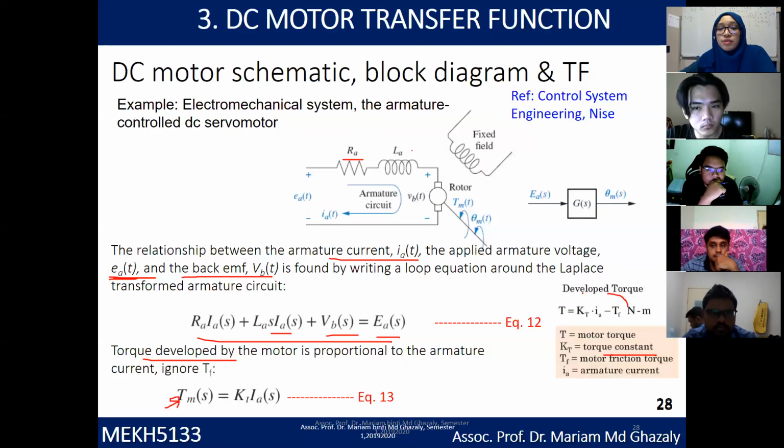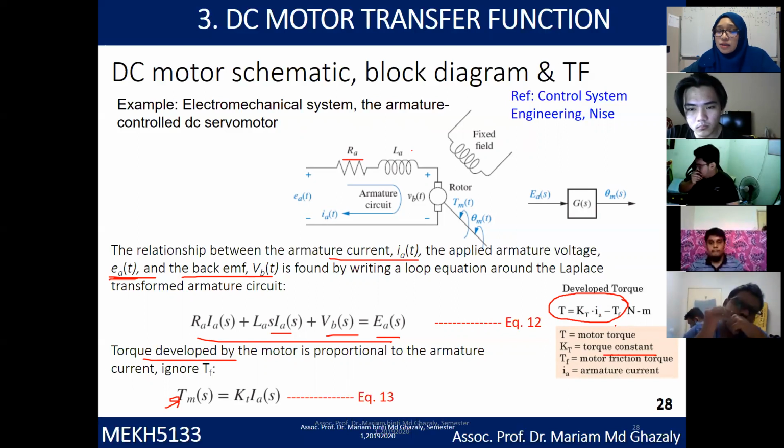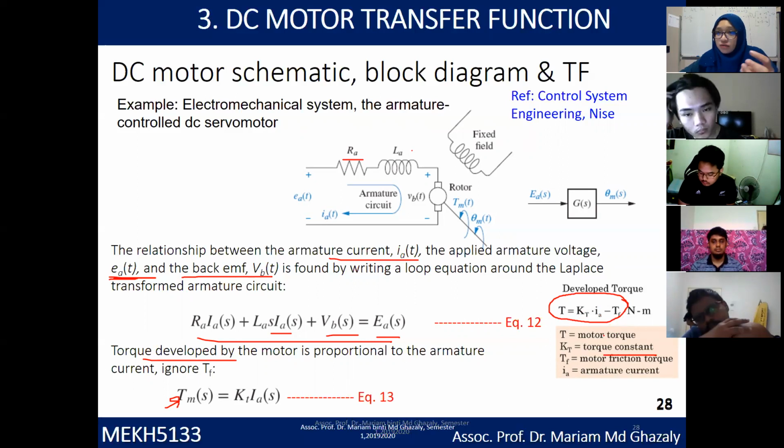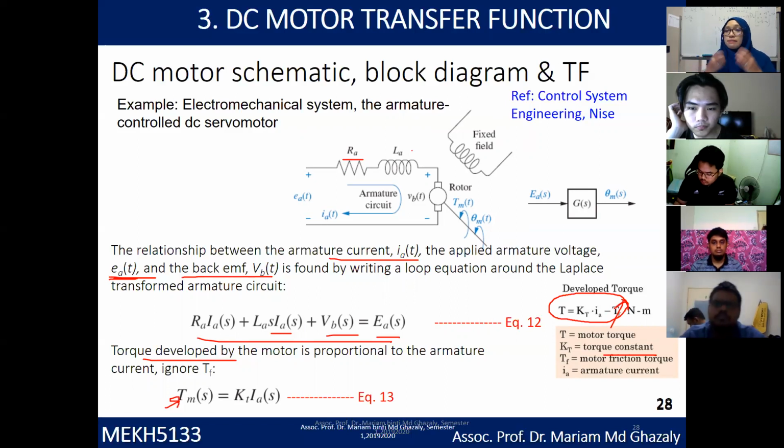If you see here, this is the original equation for torque: torque equal to Kt Ia minus Tf. In reality you need to subtract the friction torque, or for mass, the friction force. Normally when we do the modeling, we omit this, unless you need to do some experimental work to find out the friction torque, by adding a load cell to the system, doing an open loop, and finding out the friction torque or friction force value.